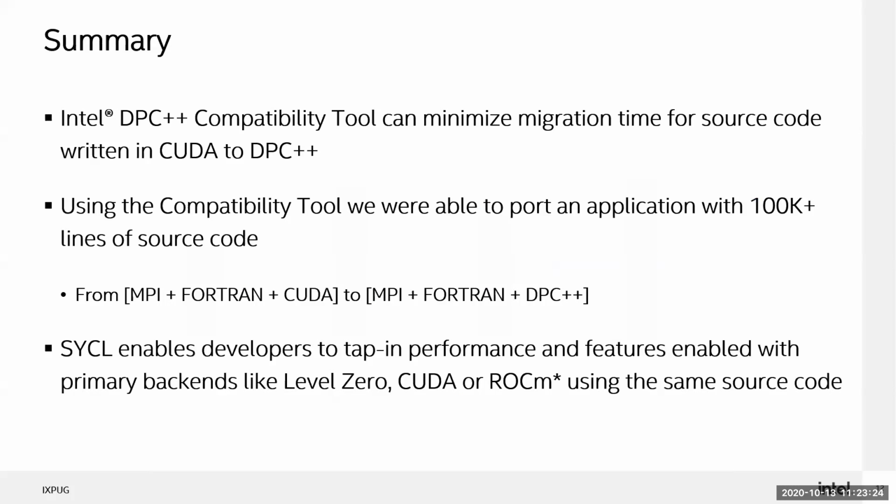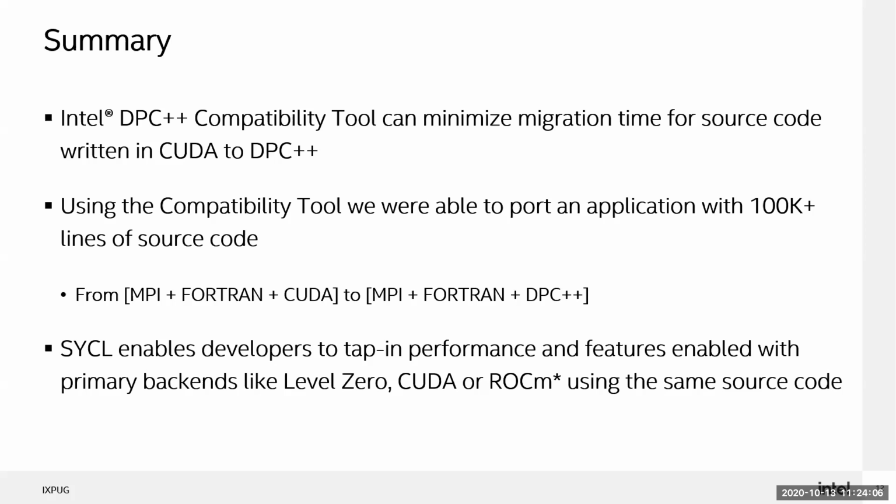So if I summarize what we did, the migration of 100,000 plus lines of code would not have been easy without the data parallel C++ compatibility tool. It did significantly reduce the migration time, starting from CUDA source to data parallel C++ code. In the migrated code, the MPI portion and the Fortran code remain untouched. So what you basically have is an MPI plus Fortran plus CUDA code now migrated to MPI plus Fortran plus data parallel C++ code.